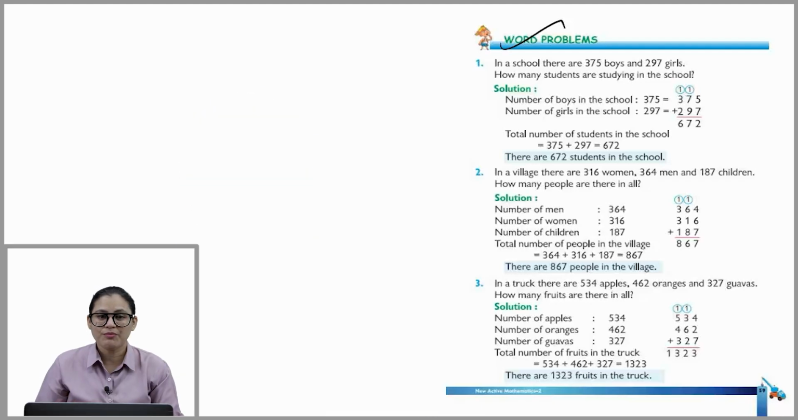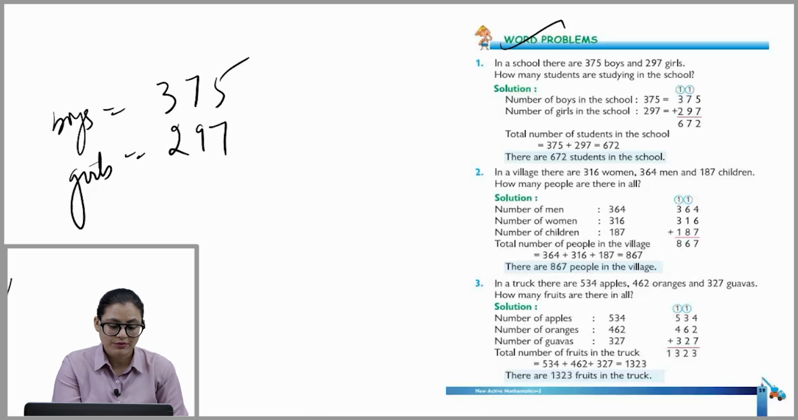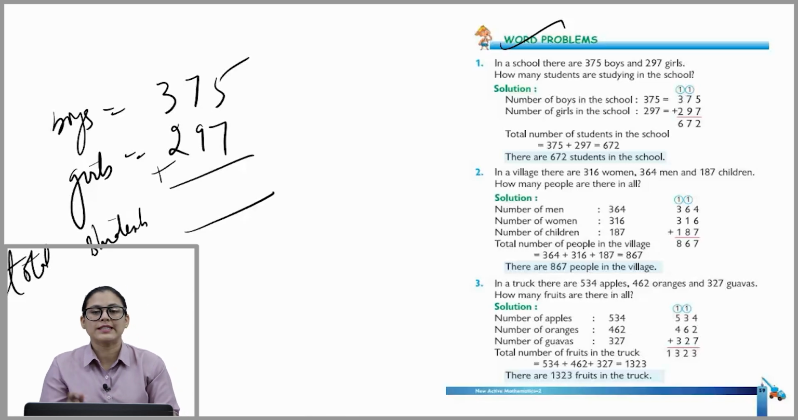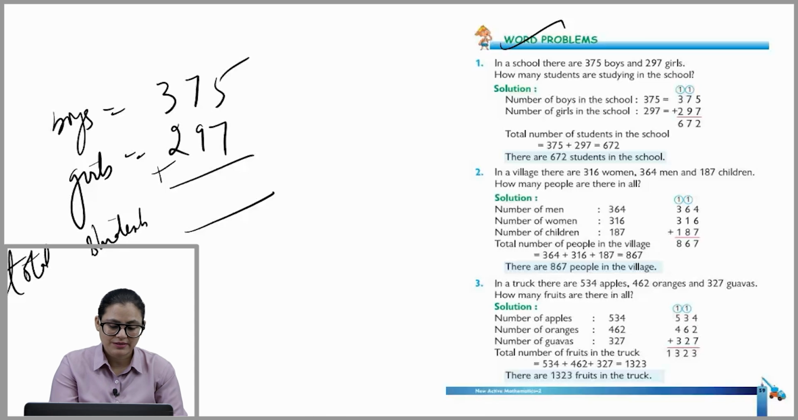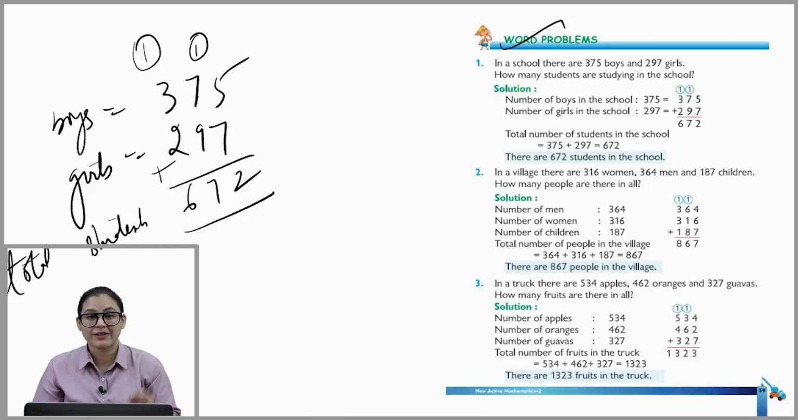Okay, so number of boys 375 and number of girls 297, and we have to find out total students. Okay, we'll add both these numbers. 7 plus 5, 12, 1 carry. 9 plus 7, 16 plus 1, 17, 1 carry. 3 plus 2, 5 plus 1, 6. So there are 672 students.